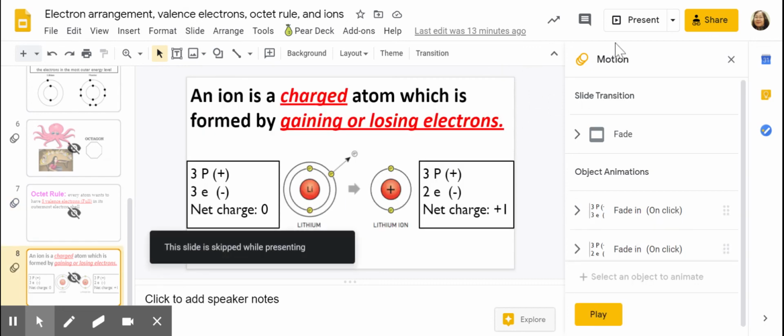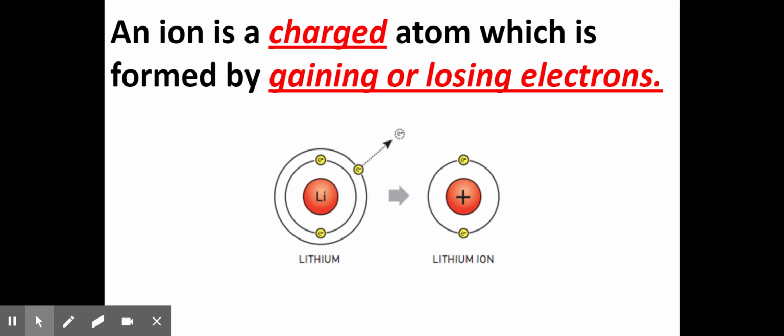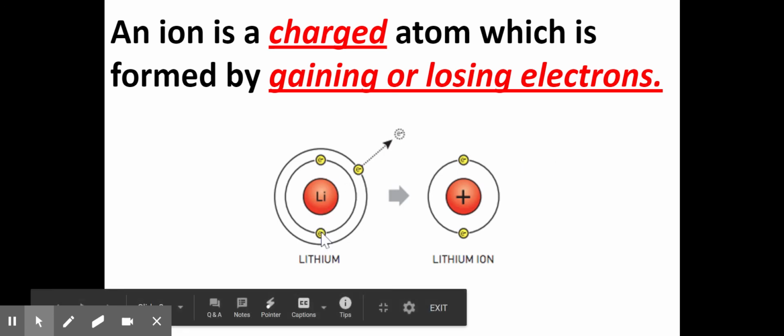Okay, so the last concept, again I need you to write in your notebook, is called an ion. What does it mean by an ion? An ion is still an atom, but it has charge. An ion is a charged atom which is formed by gaining or losing electrons. As we said, they all want to have 8 valence electrons. How do they get there? They have to either give away some electrons or gain some electrons from other atoms. So we call those a charged atom.